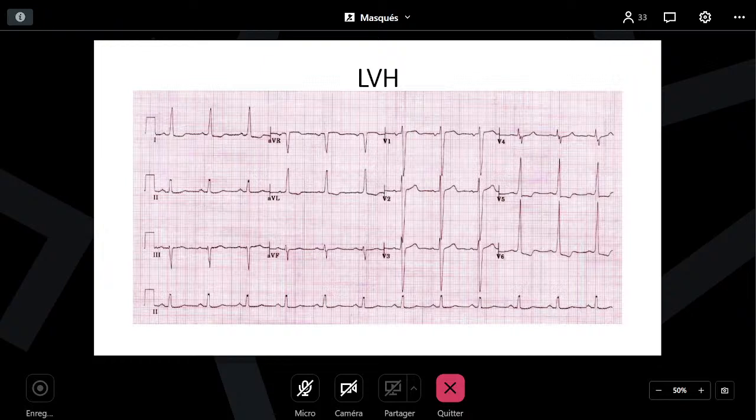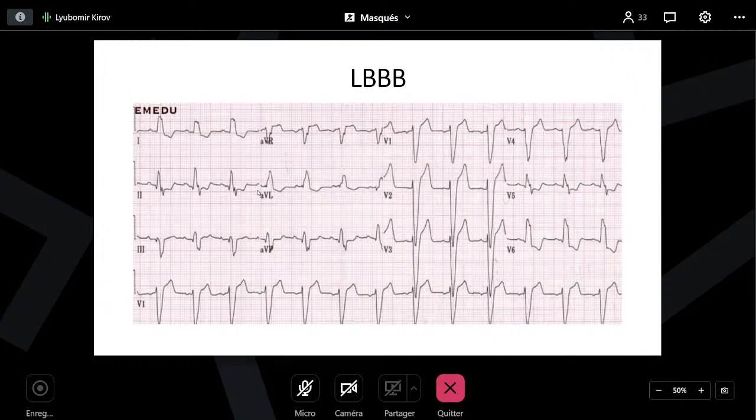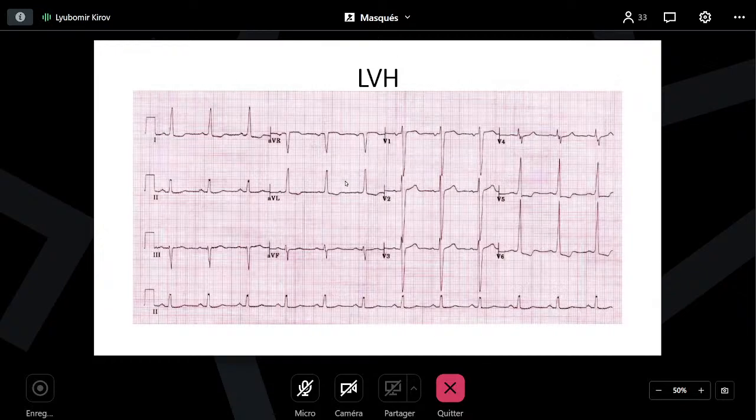prolongated, but not to the extent which covers the criteria of left bundle branch block. And those specific changes in lead 1, AVL, V5, V6 that we find in left bundle branch block, in case of left ventricle hypertrophy, are missing.